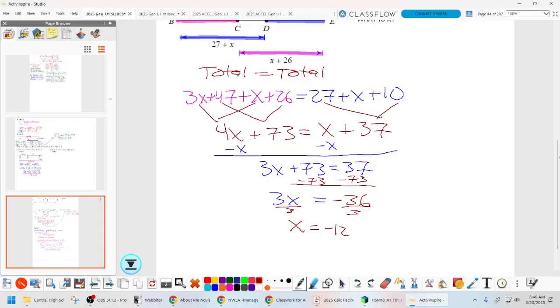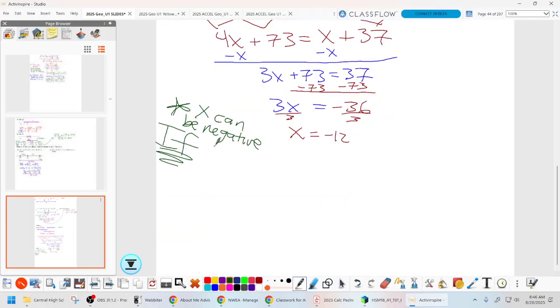Thinking about the fact that we're talking about segments. Okay, so be careful. This is a really important thing. In fact, on your paper, I want you to write this. X can be negative. That's okay. If, and this is a big if, well, let's be more specific. If it doesn't make lengths or angles negative.